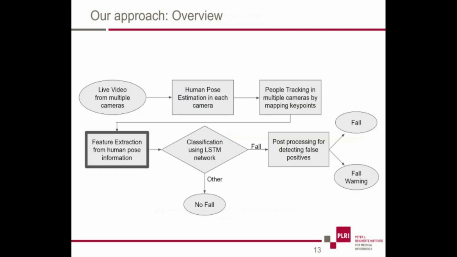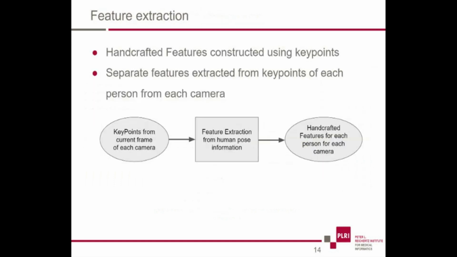The next stage is feature extraction. We use the key points obtained in the previous stage to extract meaningful features that are used in the later stages for the final prediction. For each person, a separate set of features is extracted for each camera in which he is present.